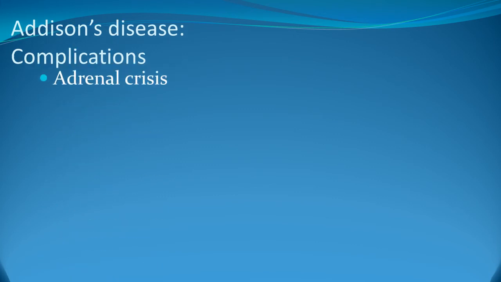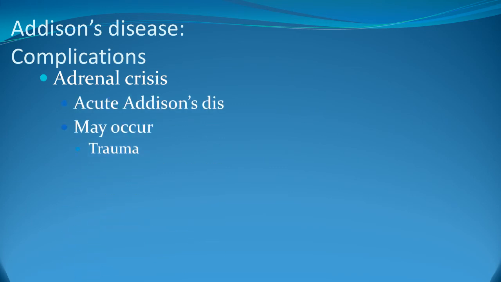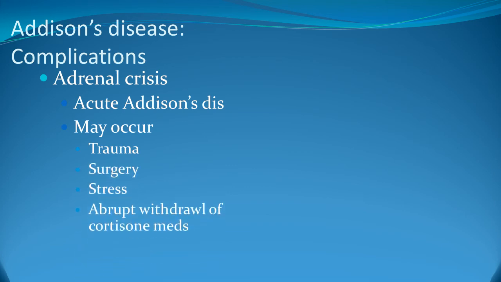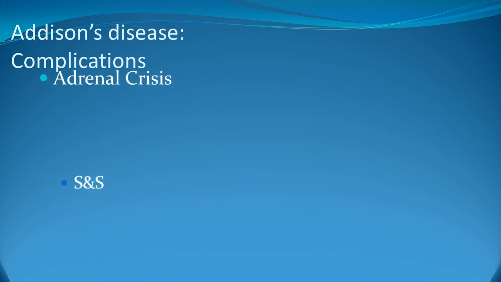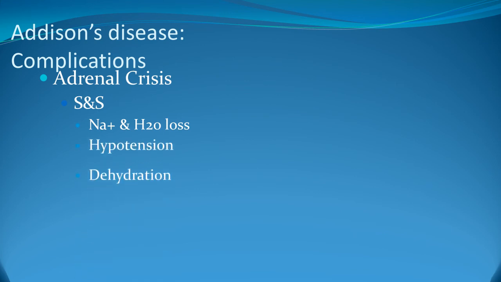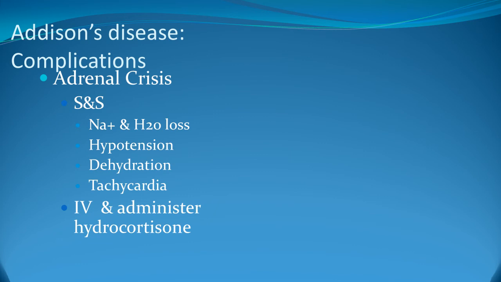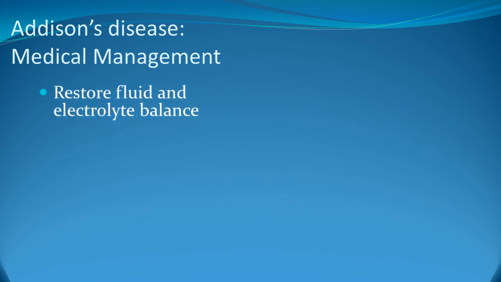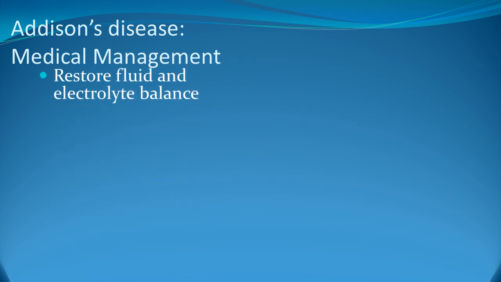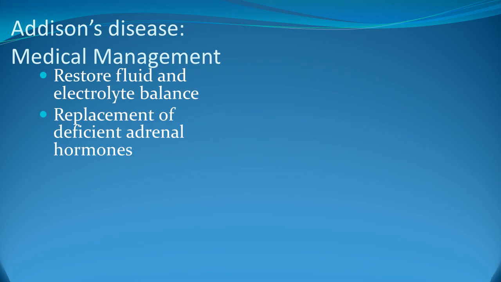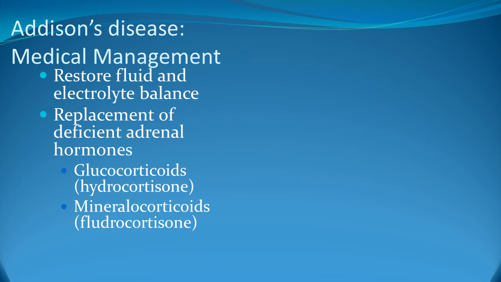Complication is adrenal crisis. Acute Addison's disease may occur, associated with trauma, surgery, stress, and abrupt withdrawal of cortisone. Adrenal crisis signs and symptoms: sodium and water loss, hypotension, dehydration, tachycardia. Give IV fluids and administer hydrocortisone. One needs to restore the fluid and electrolyte balance and replace the deficient adrenal hormones: glucocorticoids like hydrocortisone, and mineralocorticoids like fludrocortisone.